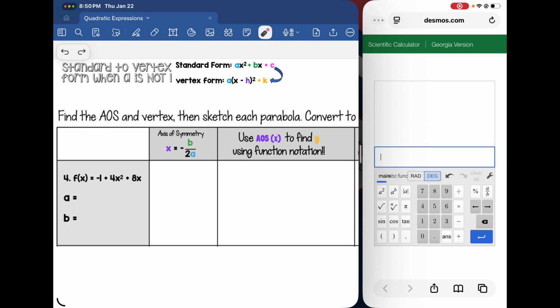So I'm going to write it down here. 4x squared. And then my linear term should come next, which would be what? Plus 8x. And then my constant term should come last, which is what? A negative 1. Now it's written in standard form, and I should easily see my A and my B value. My A value would be a positive 4. And my B value would be a positive 8.